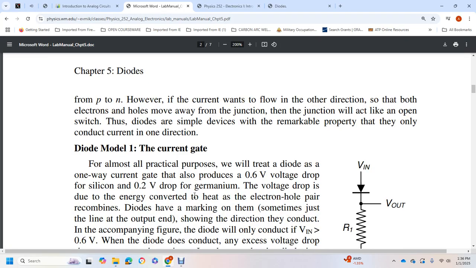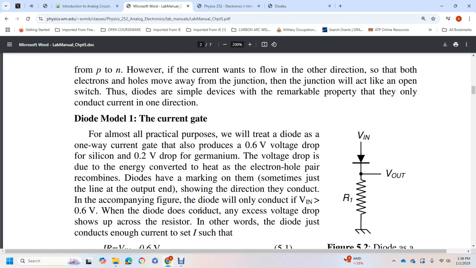Diode model 1, the current gate. For almost all purposes, we will treat the diode as a one-way current gate. It always allows a 0.6 volt drop with silicon, 0.2 volts with germanium. The voltage drop is the energy converted with the electron-hole pairs recombined in diodes, making them sometimes emit light, and showing the direction of the conduction.